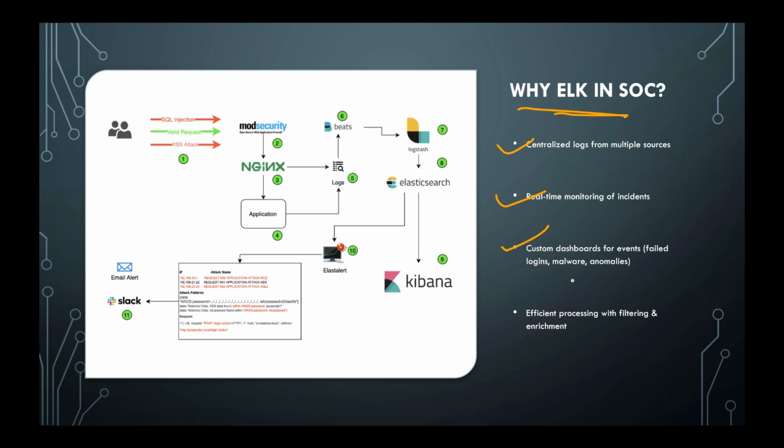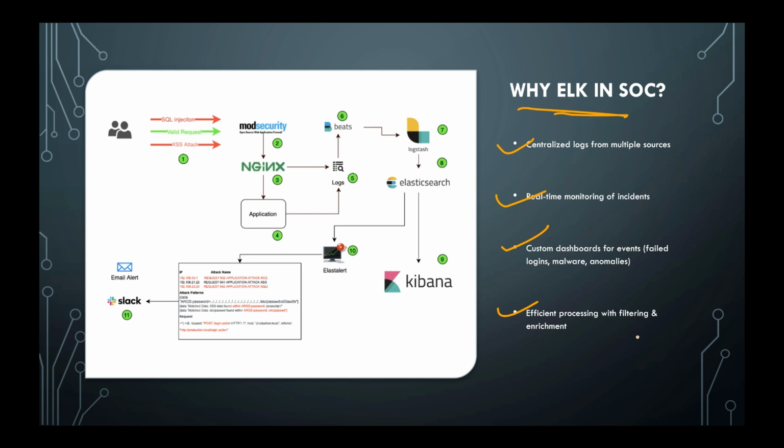Customizable dashboards. Kibana allows you to create custom dashboards that can visualize security events like failed login attempts, malware detection, or unusual traffic patterns. With the right visualization, you can easily spot security threats before they escalate. The next, efficient data processing. Logstash does the heavy lifting of processing your log data, so you don't have to manually filter and clean your logs. It can even enrich data with additional context, like adding geolocation to the IP address, to make your analysis more powerful.